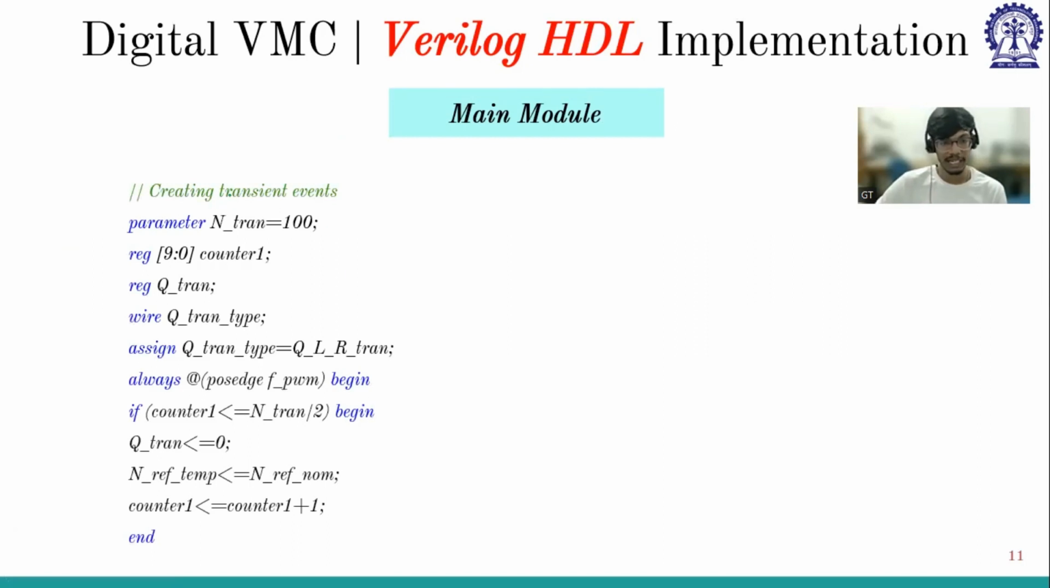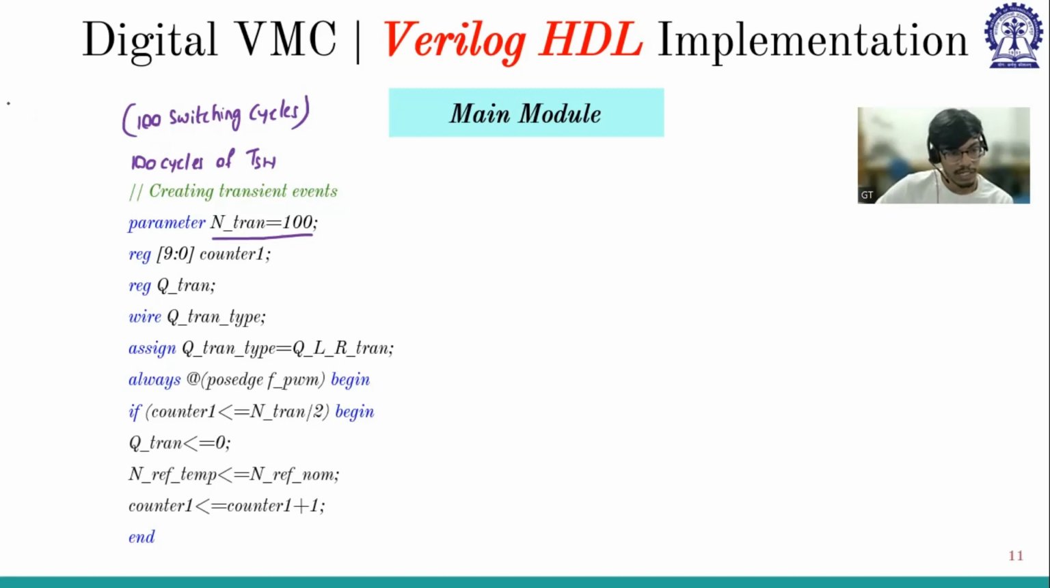After instantiating the submodules, SAR has created transient events. So ntran is 100, so 100 cycles of TSW. SAR is considering 100 switching cycles for the transient. We have discussed how the transient is happening: there is this switch with that switch register. So this is R continuous, R switching.